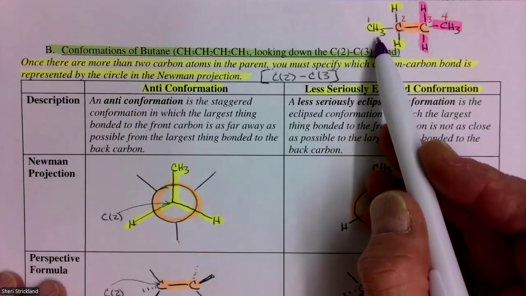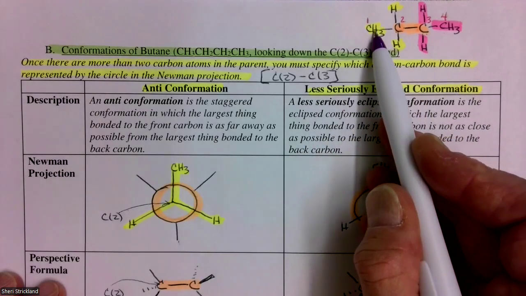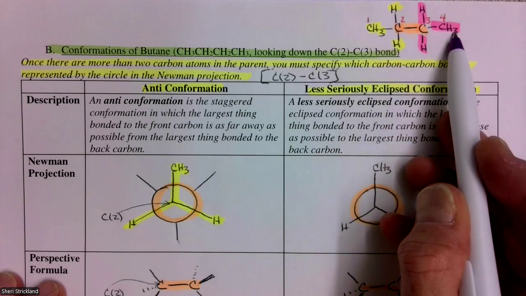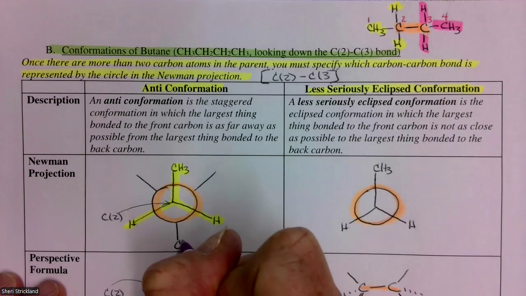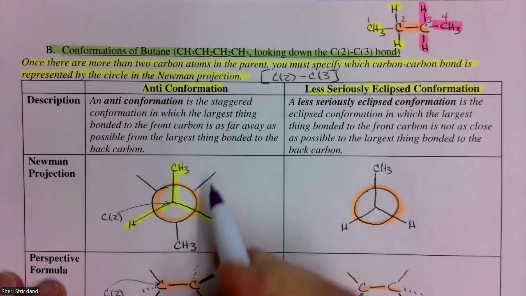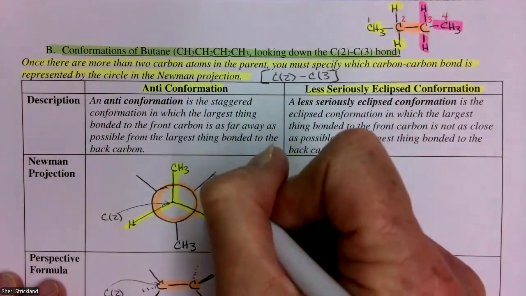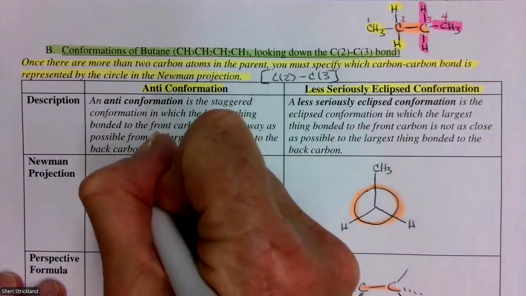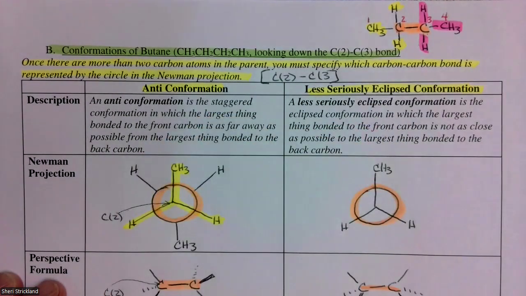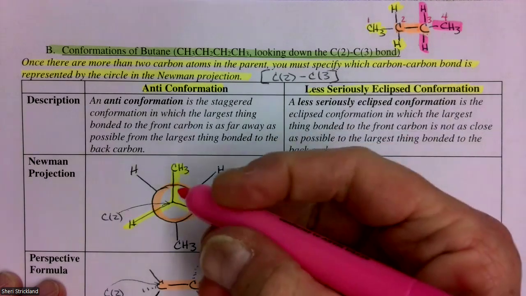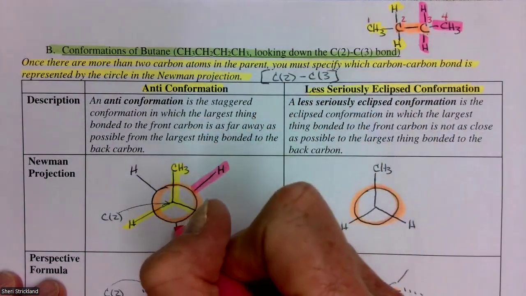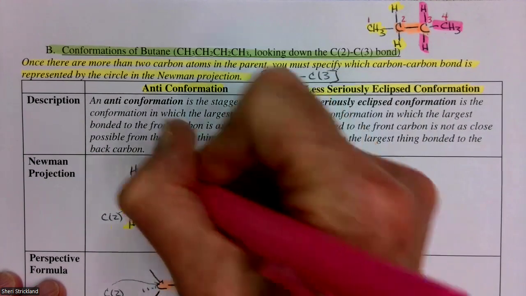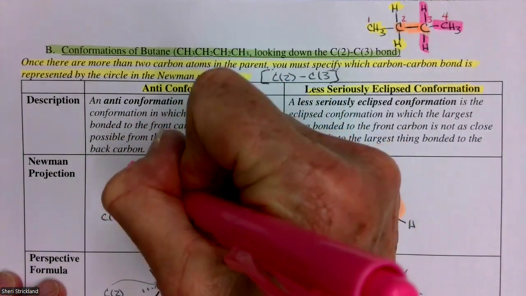So in this case, the largest thing on the front carbon is a methyl group, and the largest thing on the back carbon is also a methyl group. So I'm going to put the methyl group down here, and it's anti to the methyl group that's on carbon 2. All right, and so I'm going to highlight these bonds in pink, and they will not meet in the middle to remind me that they're bonded to that back carbon, which in this case is carbon 3.